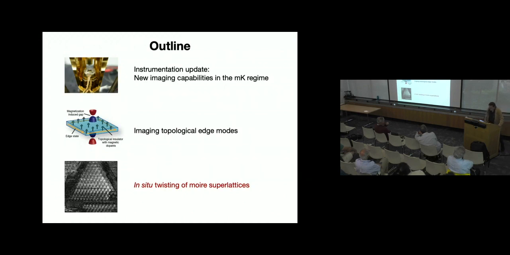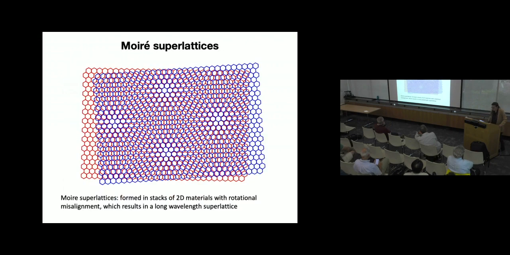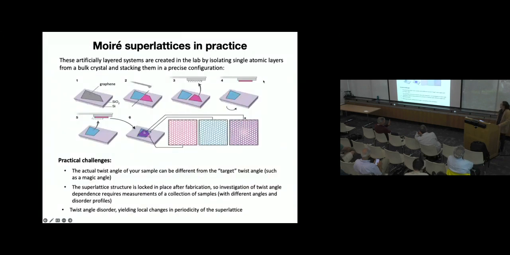Okay, so I want to shift gears and spend the rest of the talk focusing on moiré superlattices, which are a very exciting new platform for exploration of flat band physics. So moiré superlattices can be formed in stacks of 2D materials with rotational misalignment, which can result in a long wavelength superlattice. These artificially layered systems can be created in the lab by isolating single atomic layers from a bulk crystal and stacking them in a precise configuration using micro-manipulators and rotators.